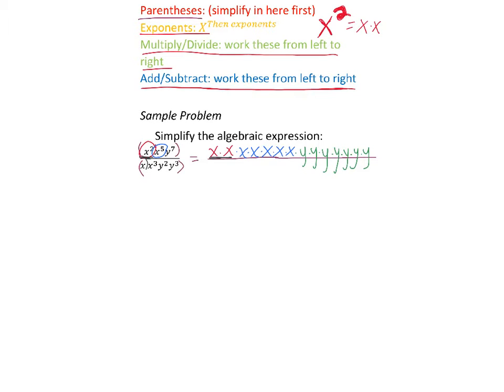So this x right here, I'm going to write it in a different color. So that's x times this x to the third power in another color. X to the third power would be x multiplied to itself 3 times. This y to the second power, that's y multiplied to itself twice. And finally, y to the third power, that's y multiplied to itself 3 times.